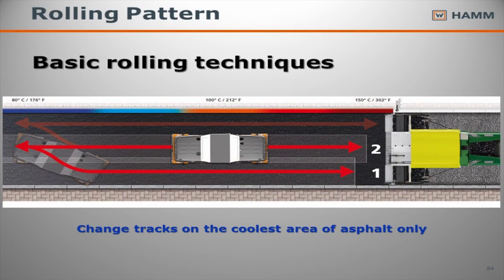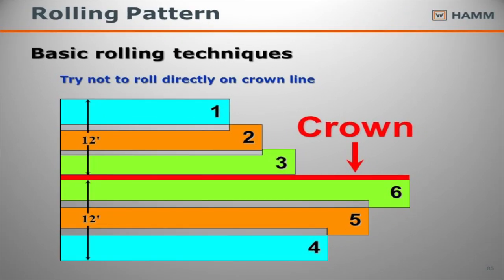Again, we want to change our rolling passes at the cold side. If we have a crown in the middle, again, go from the bottom to the center, the bottom to the center. Bring all that material up to the joint.